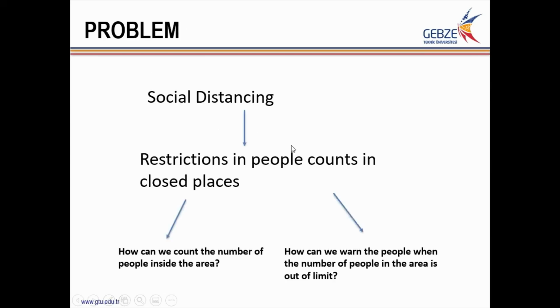Let's begin with the problem we want to solve. Actually, the problem is based on social distancing rules, and this rule should be obeyed wherever you are. That's why governments set some limitations on the number of people in closed areas. The source of our problem is this limitation. How can we count the number of people inside the area? Or how can we warn the people when the number of people in the area is over the limit? Our project Counter-Crowded provides a meaningful answer to these questions. But first we need to set up the components of the project.